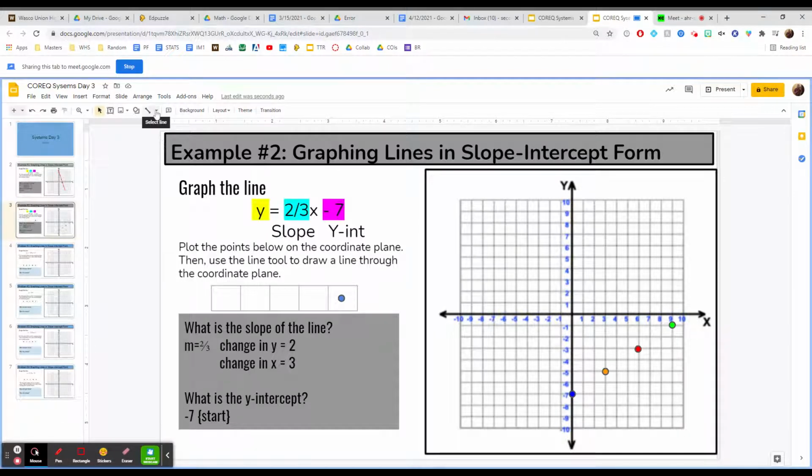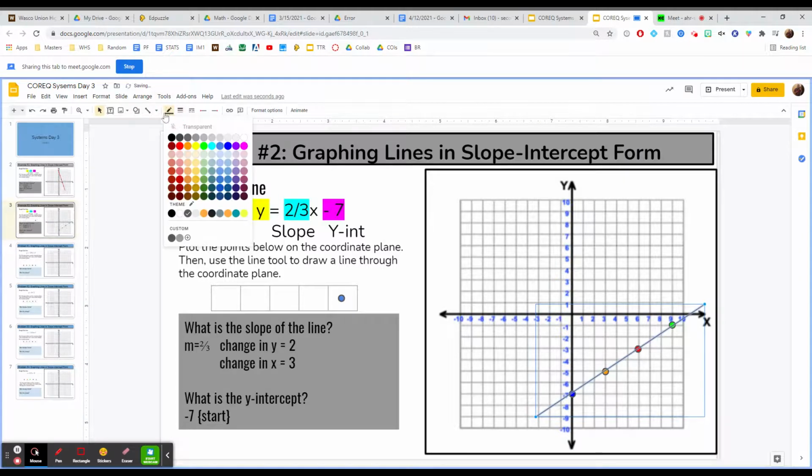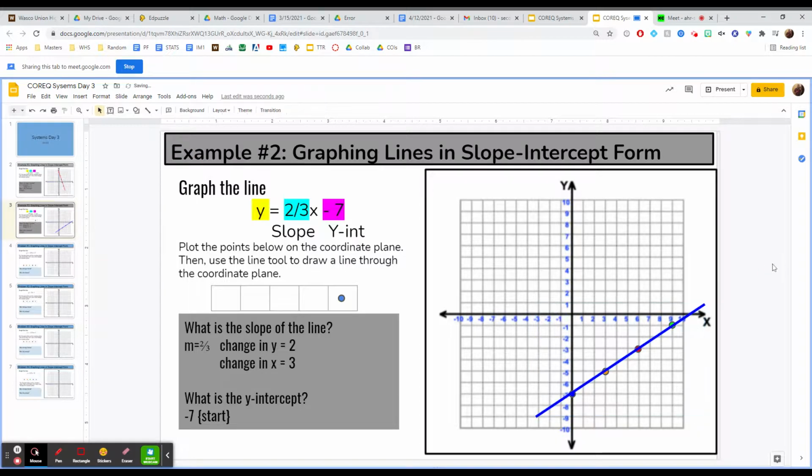Okay, so now at this point, I'm gonna do my line. And I'm gonna change the color. Okay, and that's it. That's the line that goes for this equation. Now notice you won't necessarily use all the points all the time.